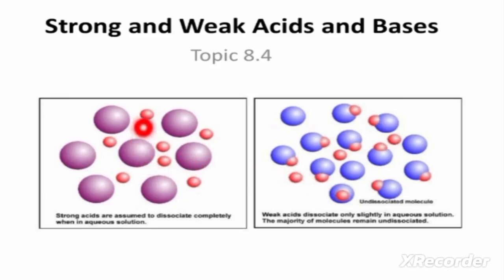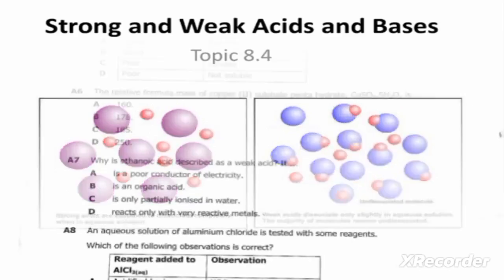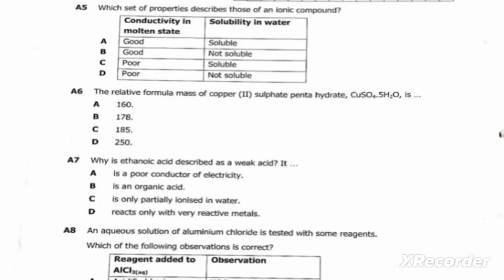So we can see that here they have been separated or dissociated completely. But here we can see that some of them are not dissociated, some of them are dissociated, like this one is dissociated, this one is not dissociated. Or this one is not ionized. So we can see that weak acid ionizes partially or dissociates partially. Therefore, our correct answer here is C.